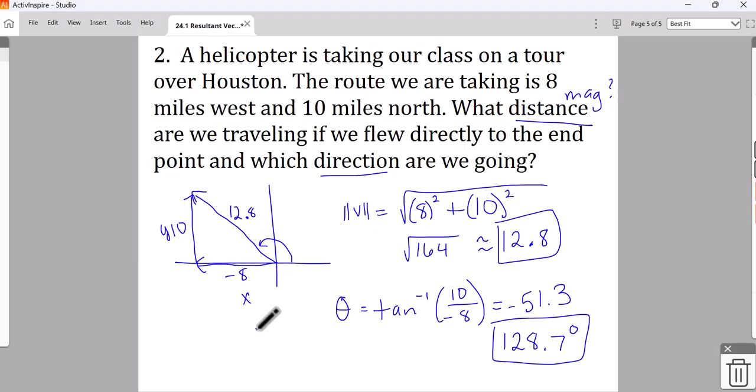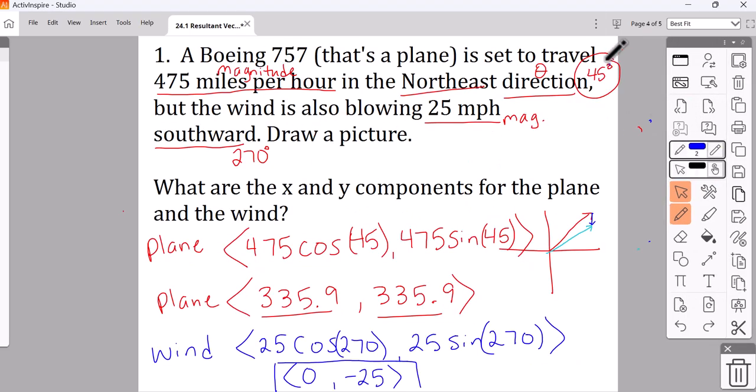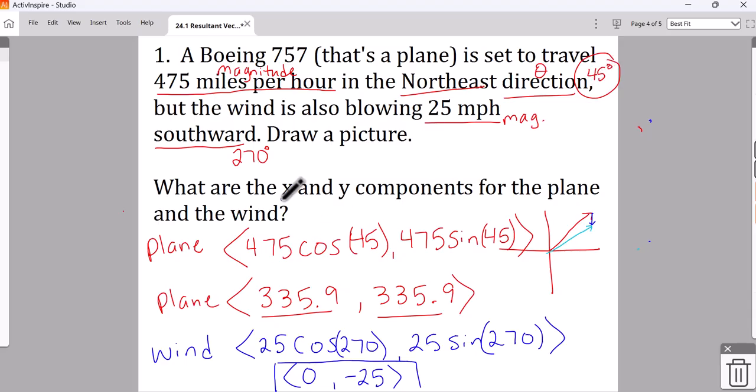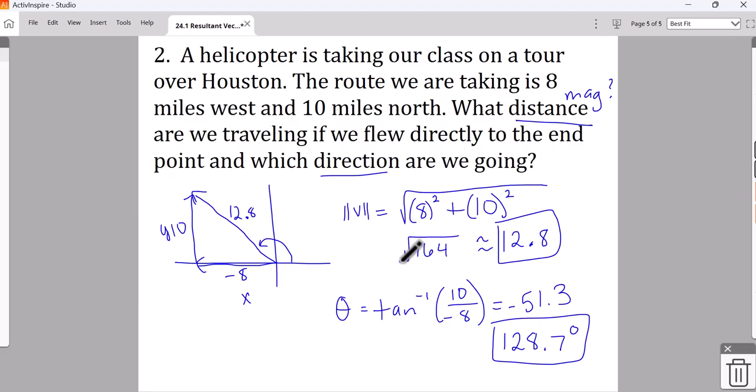So nothing today is really new. What you are trying to think through is, what is the question actually asking us? Distance, direction, magnitude, direction, or is it like the other one where you've been given magnitude and direction and you're trying to find the x and y components? So be careful as you're reading the questions today. The questions are really going to help you figure out, what am I actually solving for? What have I been given? But it's either going to be magnitude and direction and I'm looking for x and y, or I've been given x and y and I need to look for magnitude and direction.